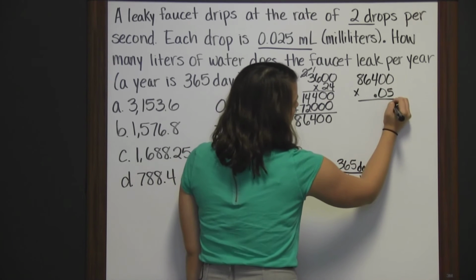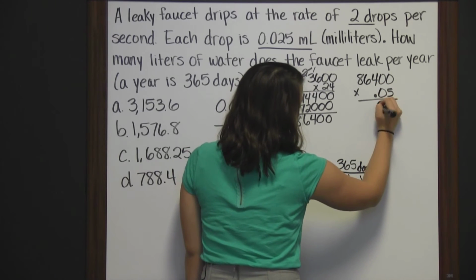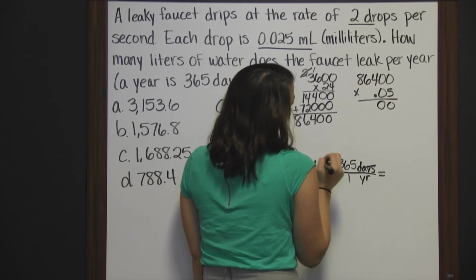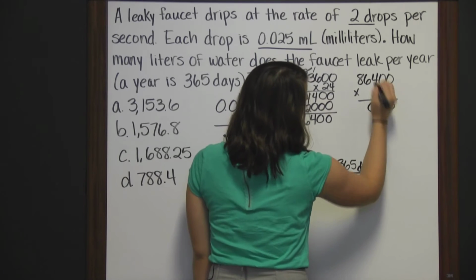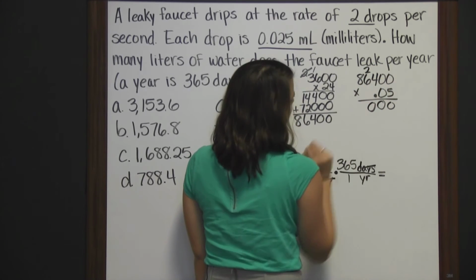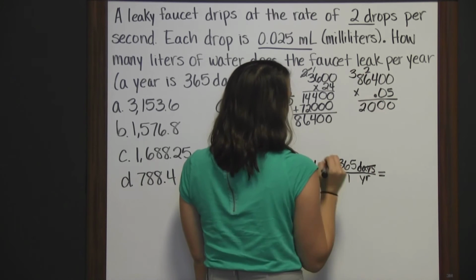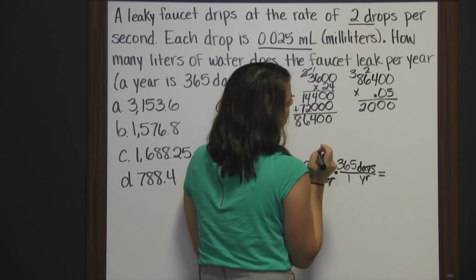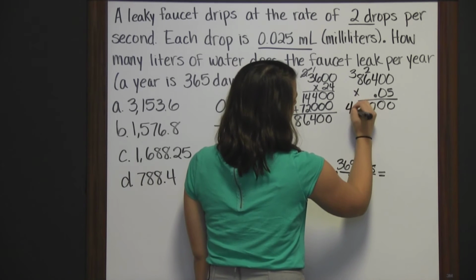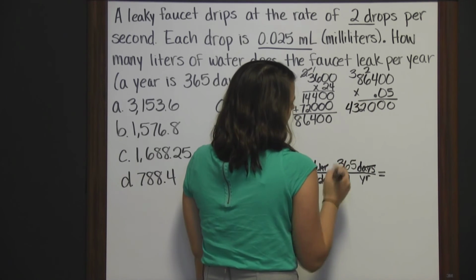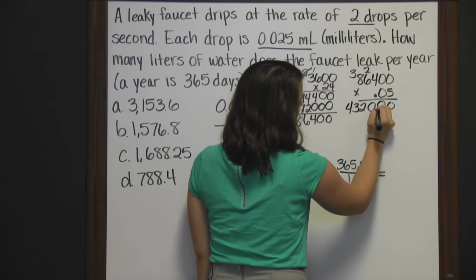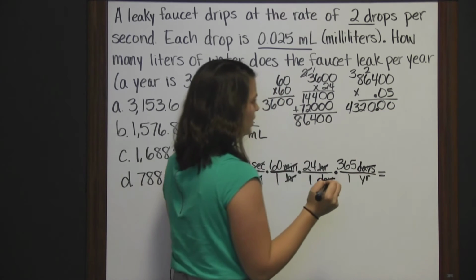So 5 times 0 is 0, 5 times 0 is 0, 5 times 4 is 20, carry the 2. 5 times 6 is 30, plus 2 is 32, carry the 3. 5 times 8 is 40, plus 3 is 43. And we have 2 numbers behind the decimal, so our answer should also have 2 numbers behind the decimal.